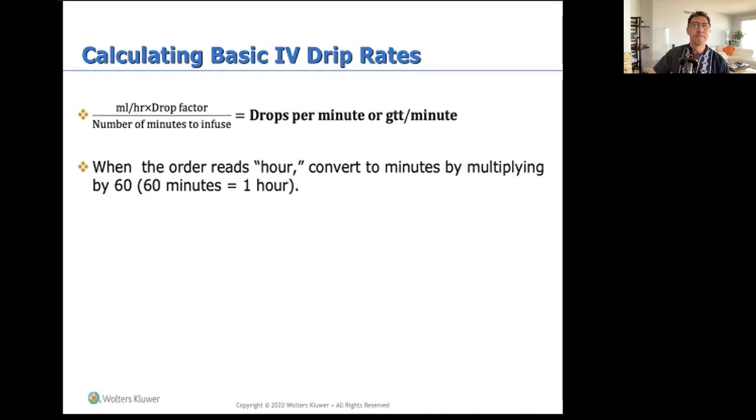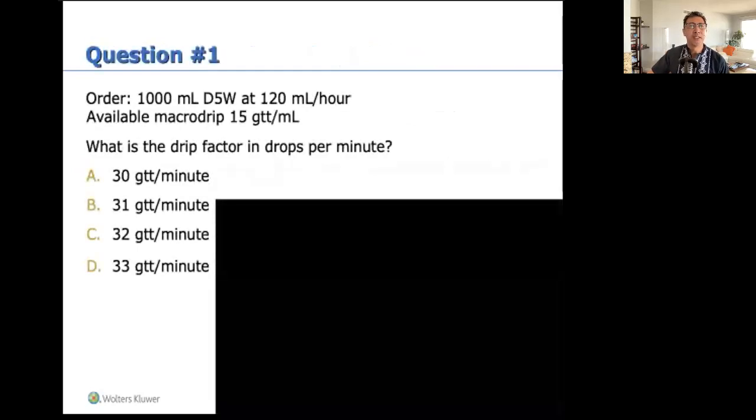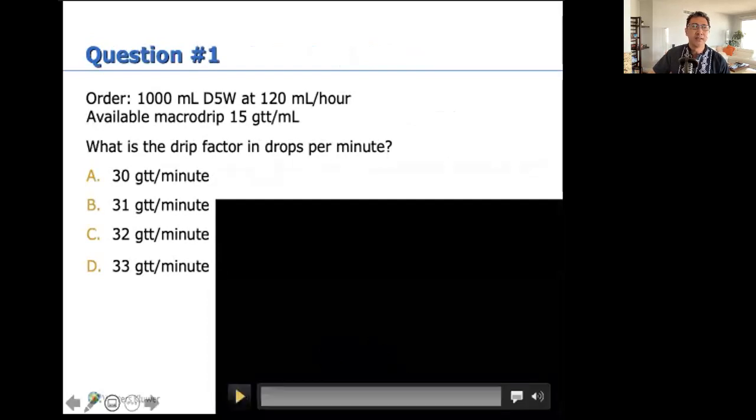Okay, let's try one. The order says 100 mLs of D5W at 120 an hour. Available macro drip is 15 drops per mL. What is the flow rate in drops per minute? And here it is.